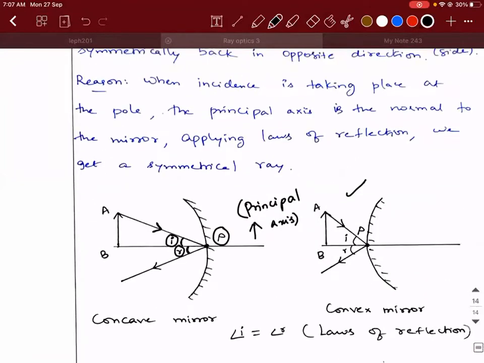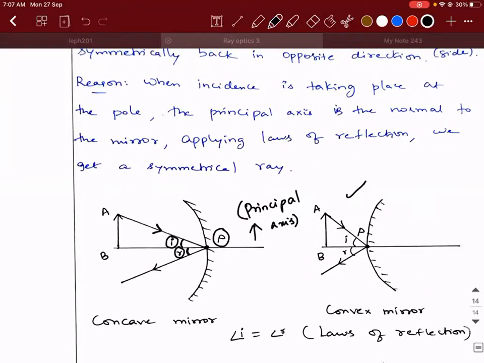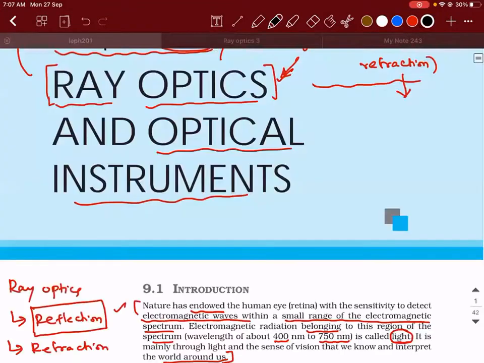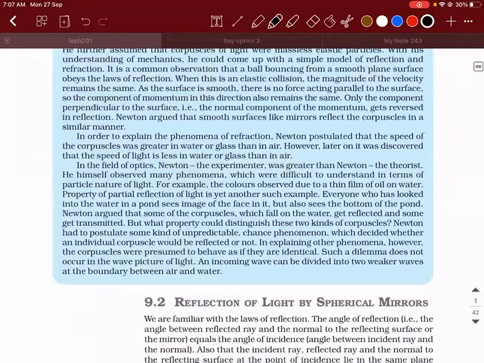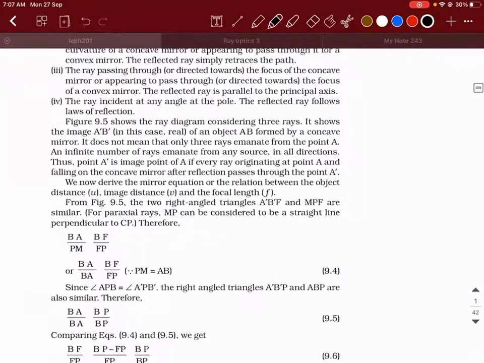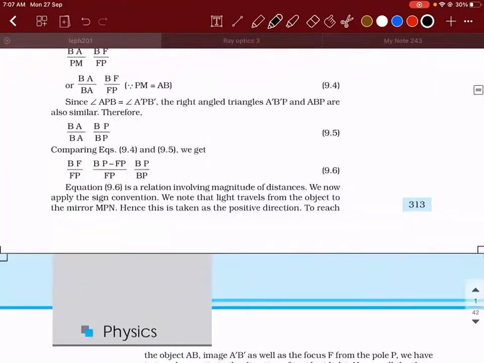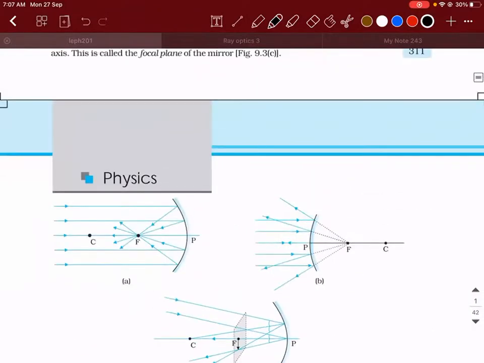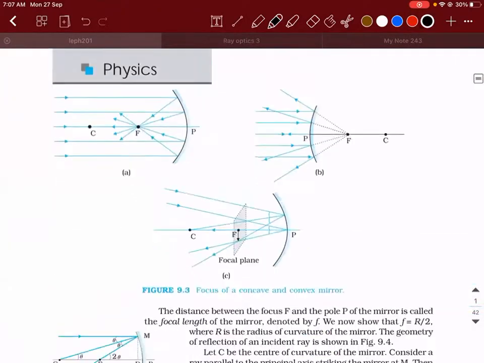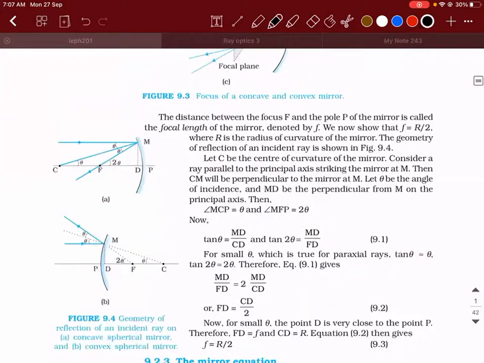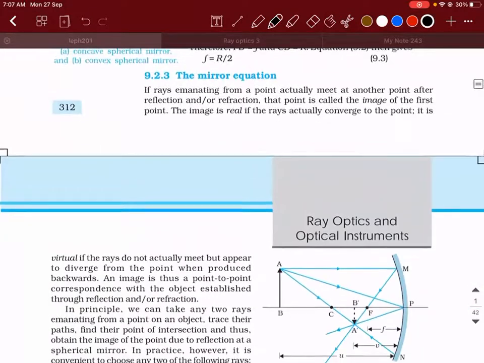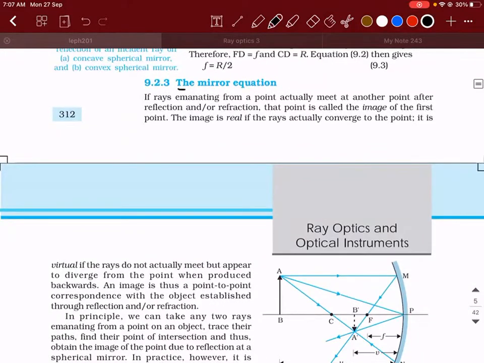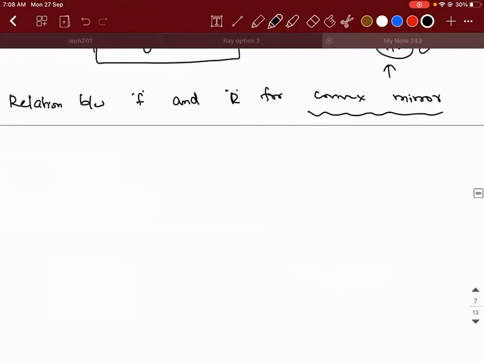Okay. So all these points clear? Yes, sir. Right. So based on this, you know where you can locate the positions of the image. There are 6 ray diagrams with respect to a concave mirror and 2 ray diagrams with respect to a convex mirror, right? So based on this, we will be seeing the mirror equation, also called the mirror formula. So write down the heading.